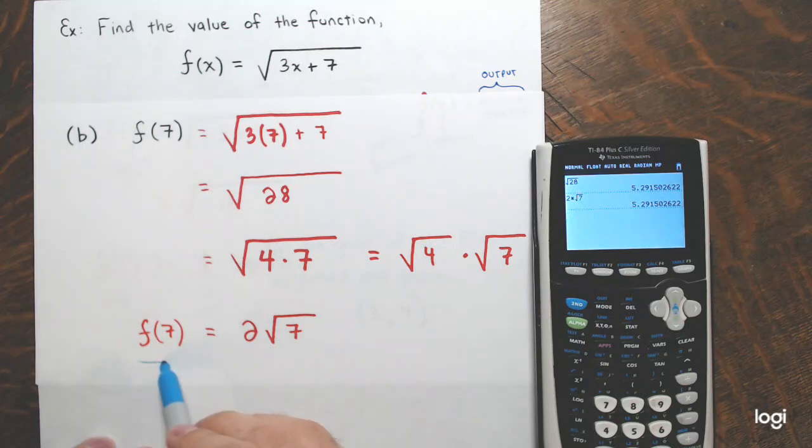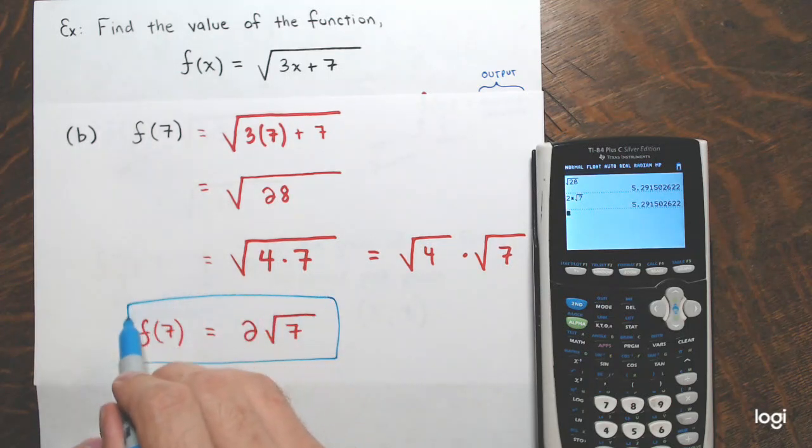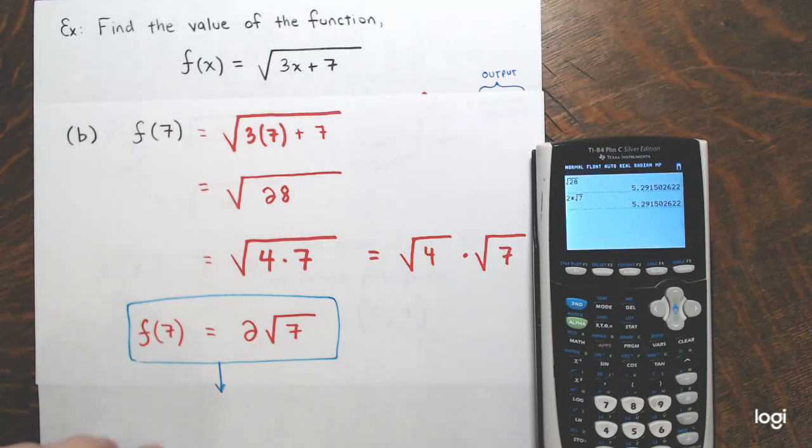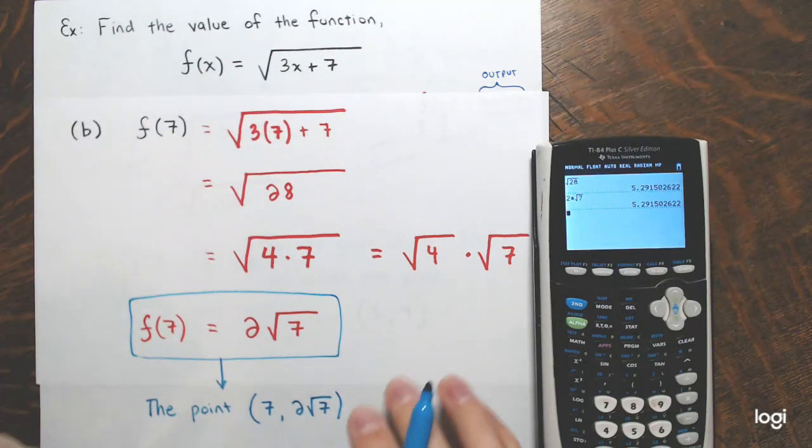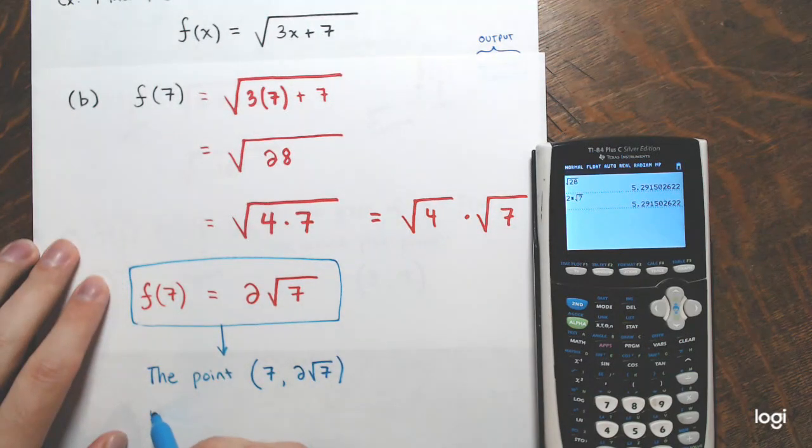Wonderful. All right, so that's the end of that. And again, I'll mention what else does this mean? This would tell me that the point, or the ordered pair, with input 7, x value of 7, and output f of 7, or the y value, 2 times the square root of 7, that point, that ordered pair, would be on the graph of f.